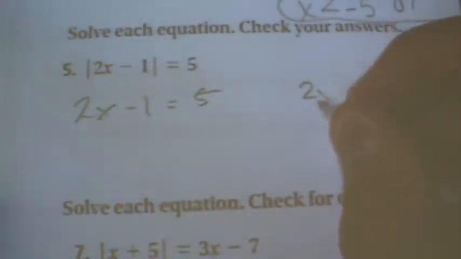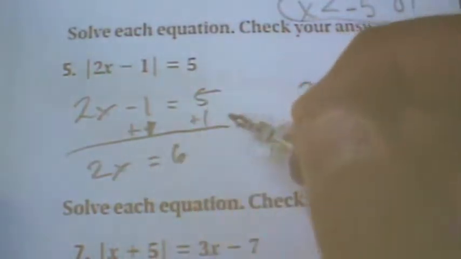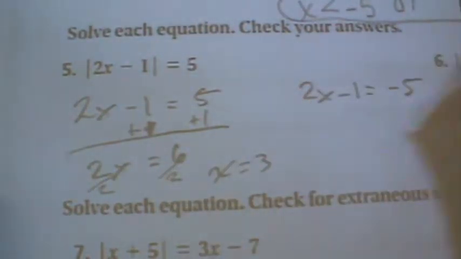2x minus 1 equals what, 5? And then 2x minus 1 equals negative 5, right? Okay. So add 1. That's 1. Right. 2x equals 6. That's all divided by 2. X equals 3. Okay, that's 1.